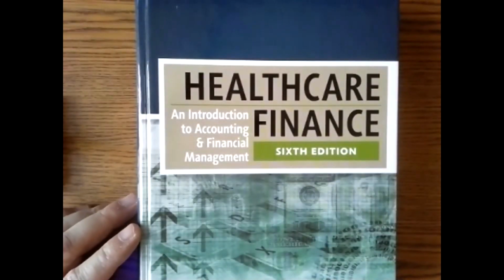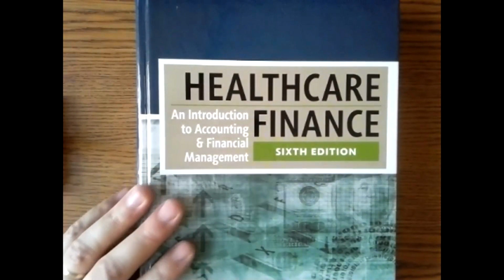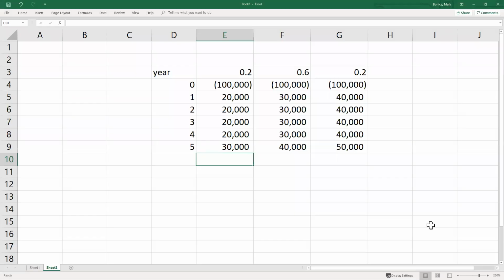This video will work through problem 15.2 from Gapenski's Healthcare Finance, 6th edition. In this problem, we are asked to look at a project with 3 probabilities, and we have 5 years of values, so they're a constant level of cash payout, except in year 5 where they get a salvage value added on of $10,000.